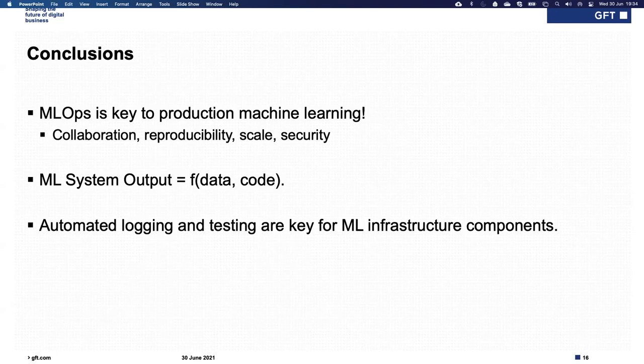The next thing to keep in mind is that a machine learning system is a function of the data and the code. That's where a lot of the challenges come from, but it also makes it very interesting. Because of these complications, automated logging and testing are really key for all of these components. That's where a lot of this lies: making sure everything is recorded and your framework is as reproducible as possible.